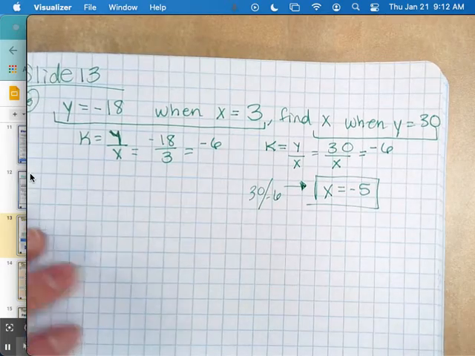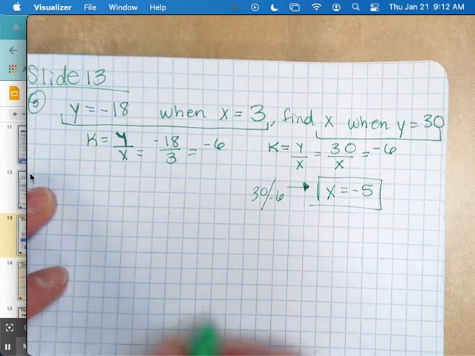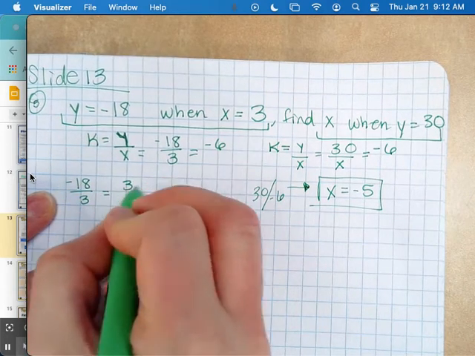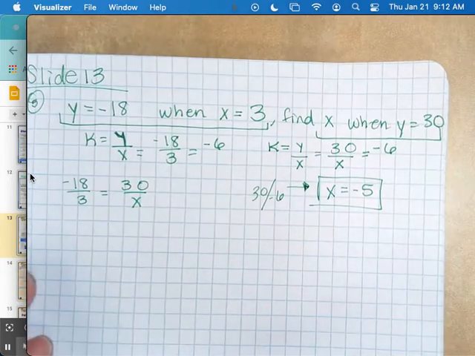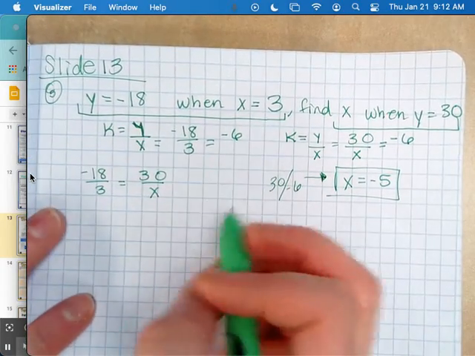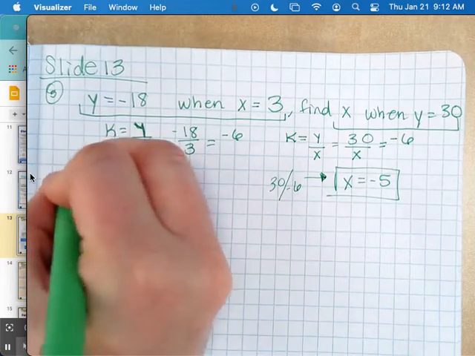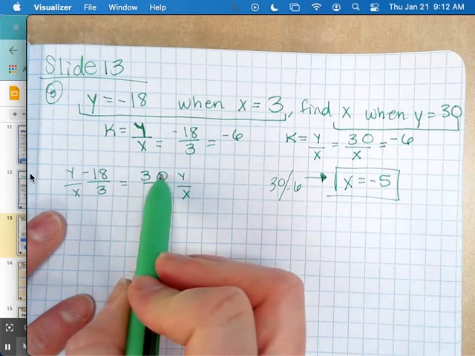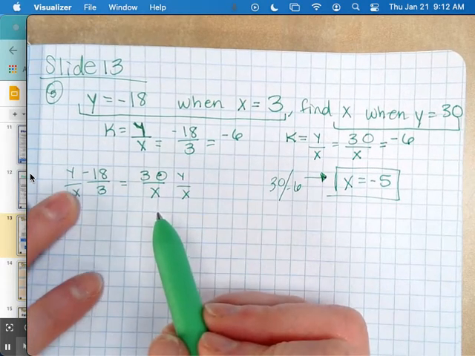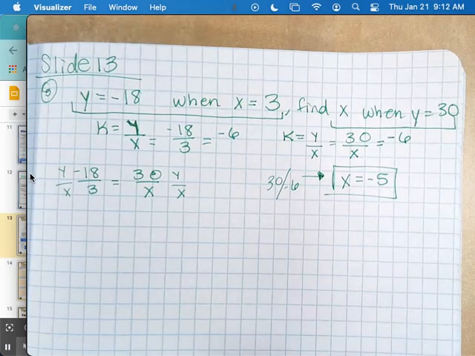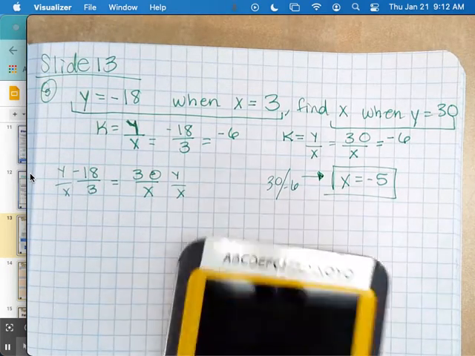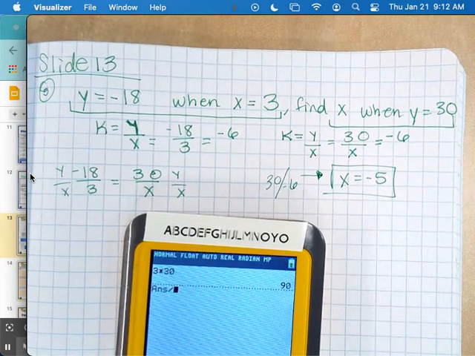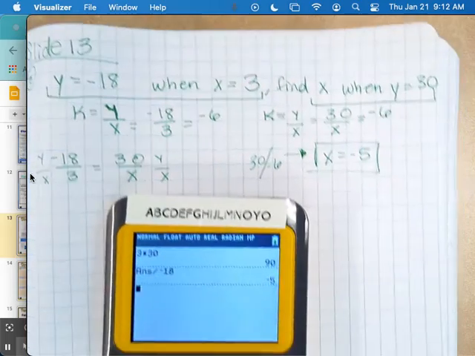Another way to do it is to set up a proportion. Y over x equals y over x. So it'd be -18 divided by 3 equals 30 divided by x. Do y'all remember that? Cross multiply and divide. So you do 3 times 30, which is 90, then divide by -18. Does that equal -5? 3 times 30 divided by -18, -5. So that works.